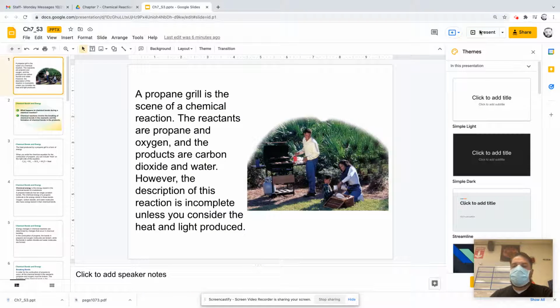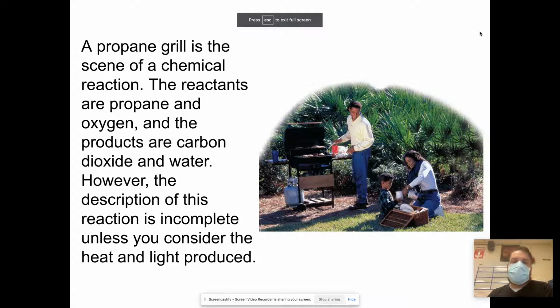All right, so think of a propane tank and a propane grill. It's really a chemical reaction that's taking place, right? The reactants are the propane and the oxygen. The tank is filled with propane, the oxygen is just from the air, and then the products are carbon dioxide and water. So when you burn the propane, we talked about this yesterday, methane and natural gas burns clean.